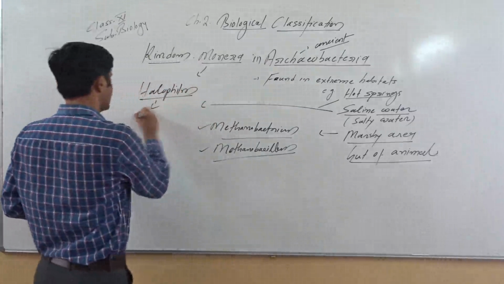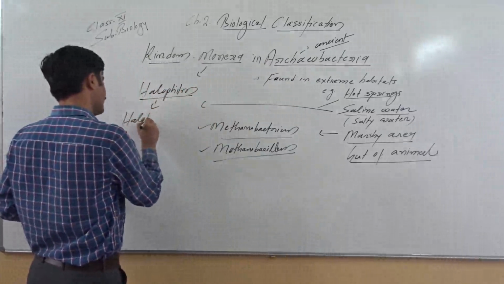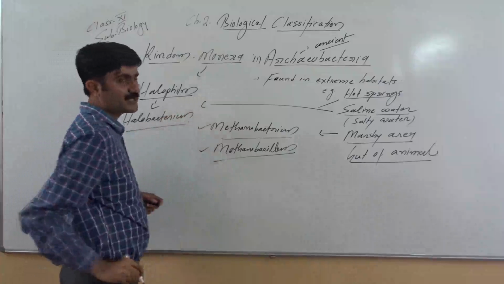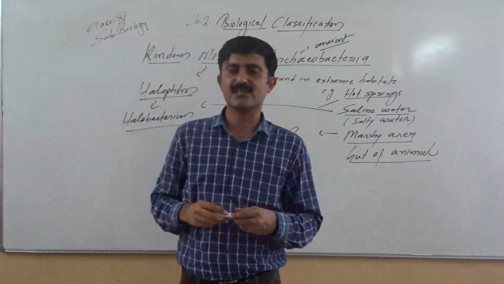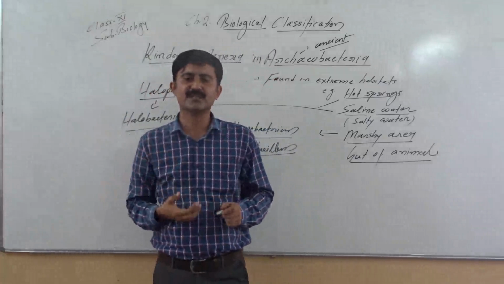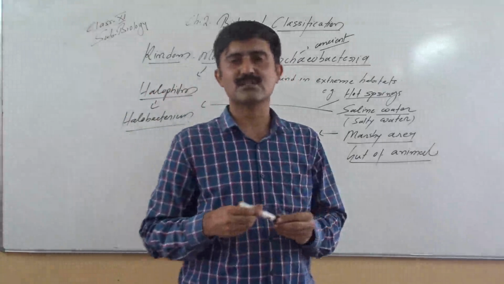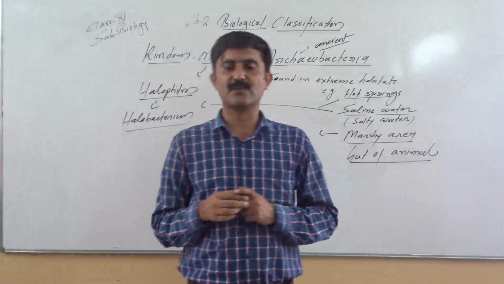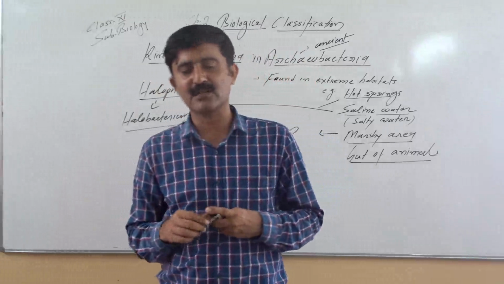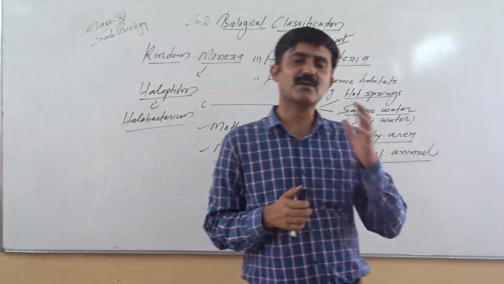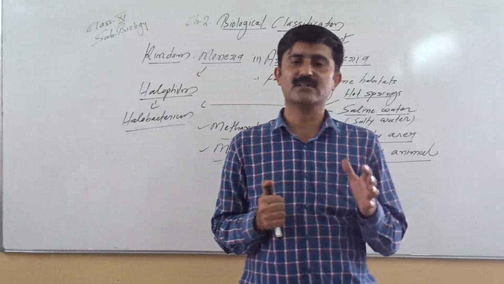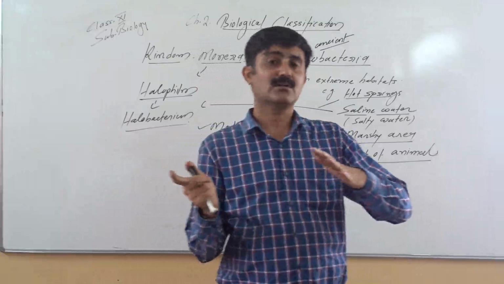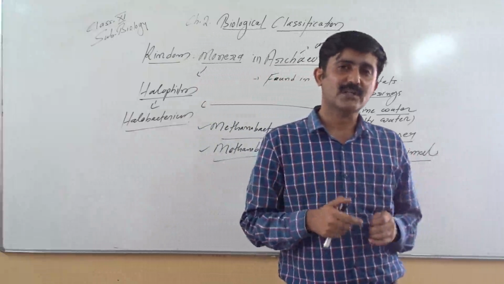Halophiles, Halobacterium, which are found in extremely saline water. This is very important. So they generate energy using light. These are sometimes called purple bacteria also, sulfur producing purple bacteria. So these are some type of archaeobacteria, ancient bacteria. These are the bacteria which are present from the beginning of life on the earth.